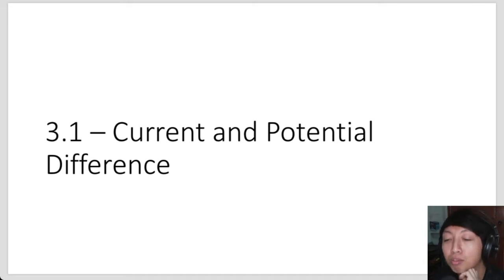The other thing is potential difference. Okay, maybe for you, you know this better as voltage. Potential difference and voltage is the same thing. But for Form 5, we'll be using mostly the word potential difference.